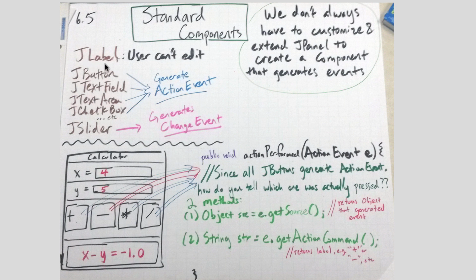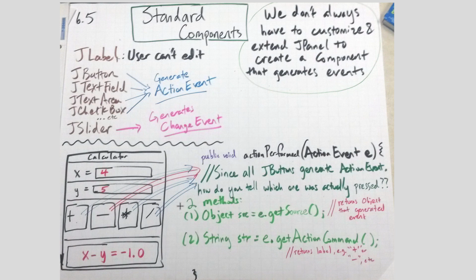A few of the differences here. A JLabel is just a label. The user cannot edit it. All these others are kind of what you'd expect, and I'll try to zip through and show some of the features. They all generate action events, just like timers. When you click a button, when you push enter on a text field or text area, when you submit the checkbox, that's all going to generate an action event.